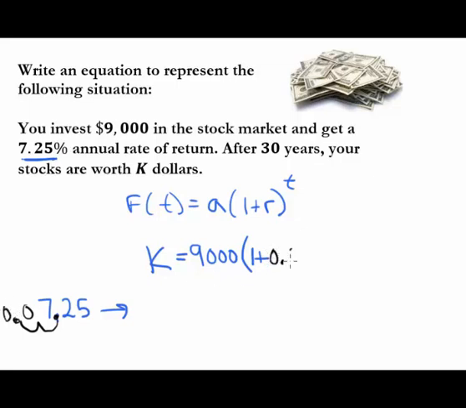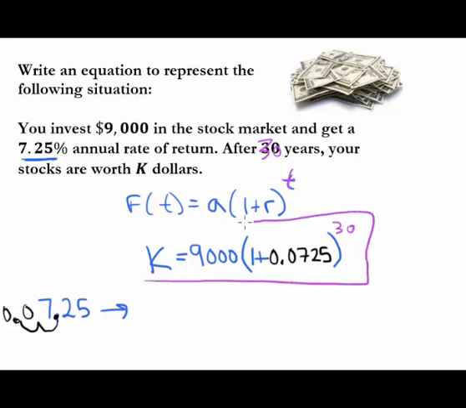So this is going to be 1 plus 0.0725. That's our rate. And the question is for how long? After 30 years, so that's our time. So here we go. This is an equation that will allow you to calculate how much your stocks are worth. And you can just plug those numbers in the calculator and you will get an answer.